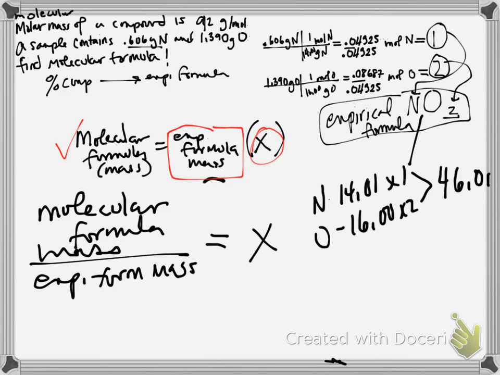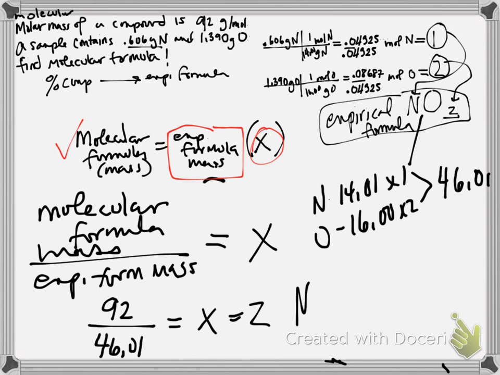We were told that the molecular formula mass was 92, and they used a really lousy number of sig figs. They just say 92, not 92.0. 92 divided by 46.01 gives us our multiplier. What do you get for your multiplier? 2. 1.99956, and it's got to be a whole number. So that equals 2.